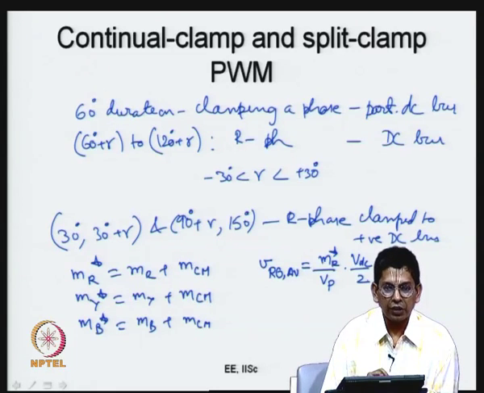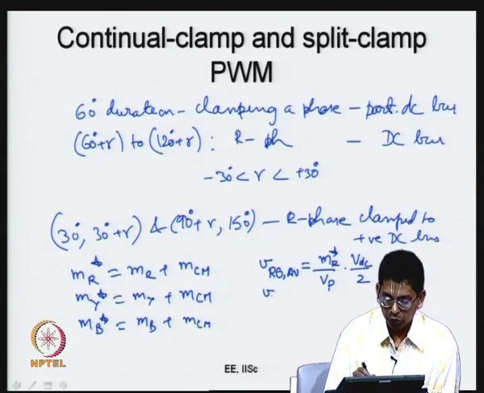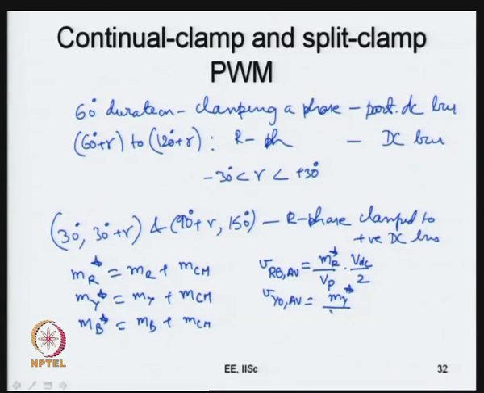So what will be your VYO average? VYO average will be similarly MY star by Vp times Vdc by 2. The same way you have VBO average also, which I am not writing down. If I want to get VRN average, this N being the load neutral, the R phase voltage measured with respect to the load neutral, the load neutral is not electrically connected anywhere. So VRN average I will get as VRO average minus VYO average.